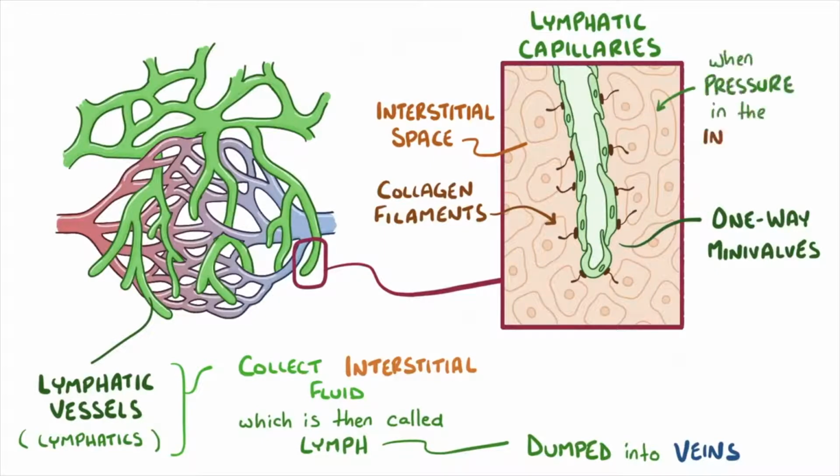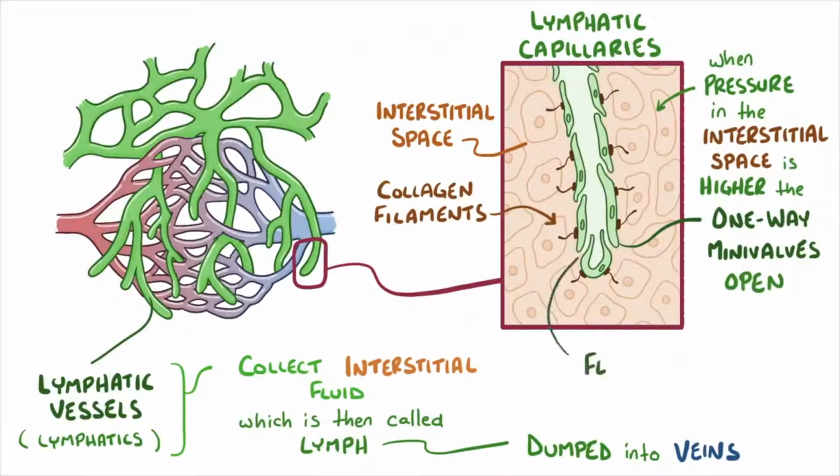When the pressure in the interstitial space is greater than the pressure in the lymphatic capillary, the endothelial mini-valves open up, allowing fluid to get in. When the pressure in the interstitial space is less than the pressure in the lymphatic capillary, the endothelial mini-valves are pushed shut, which keeps the lymph inside.